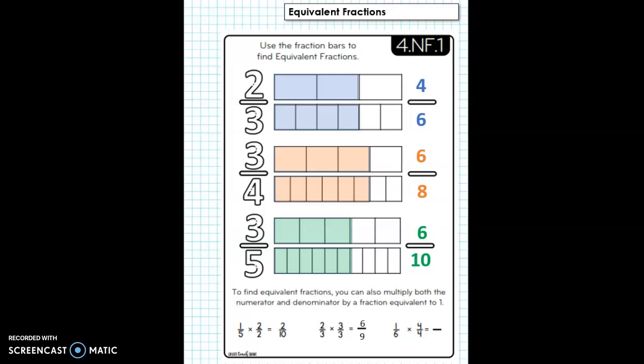Our last example is 1/6. This number we're going to multiply by 4. 6 times 4 is 24, and 1 times 4 is 4, giving us an equivalent fraction of 4/24.